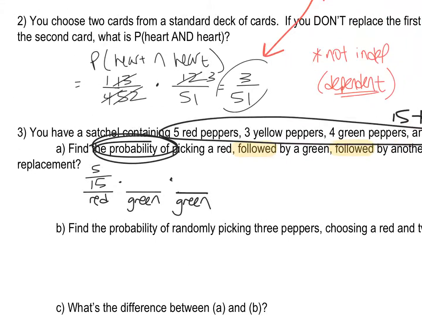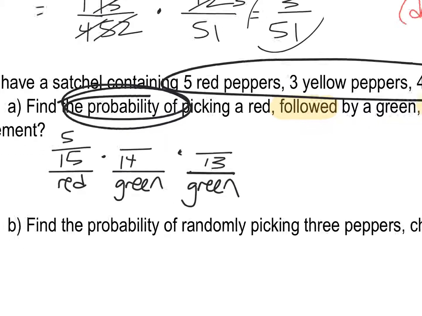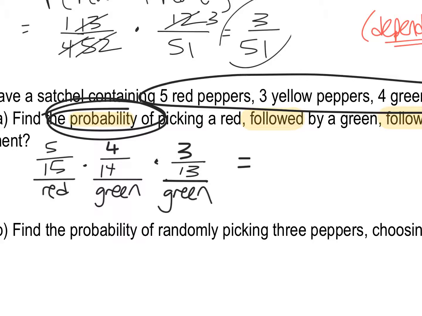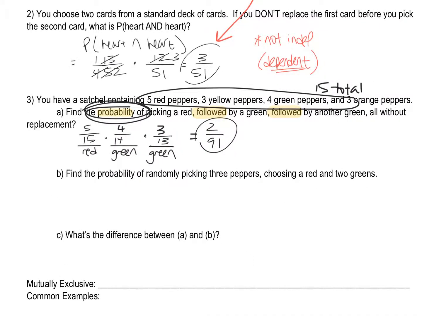You do not put the red back in the satchel, which means our denominator changed to 14 and then to 13. How many greens are there if you pick the red one out and you don't put it back in? There's 4 green peppers, and then if you pick one of the 4 green peppers out, there's only 3 left to choose from. And so that's what we're multiplying straight across for our slot method. Just remember that this is a probability, therefore we have all of these denominators in the slots. When you crunch this number, this would probably be a calculator question, you end up with 2/91.